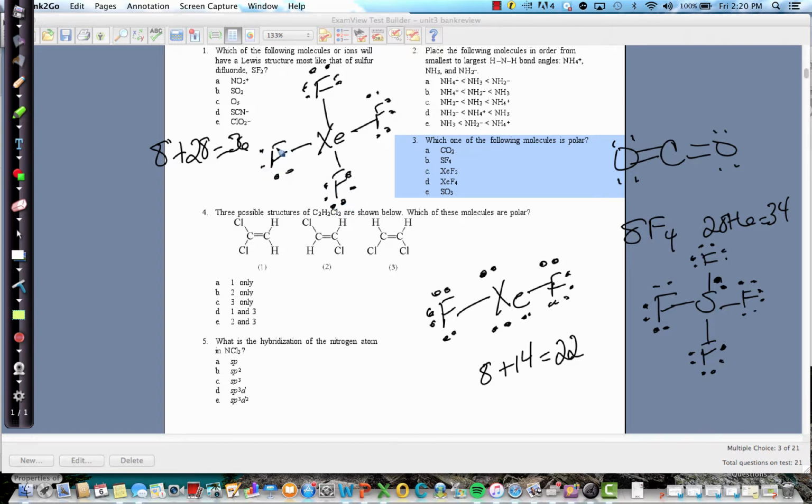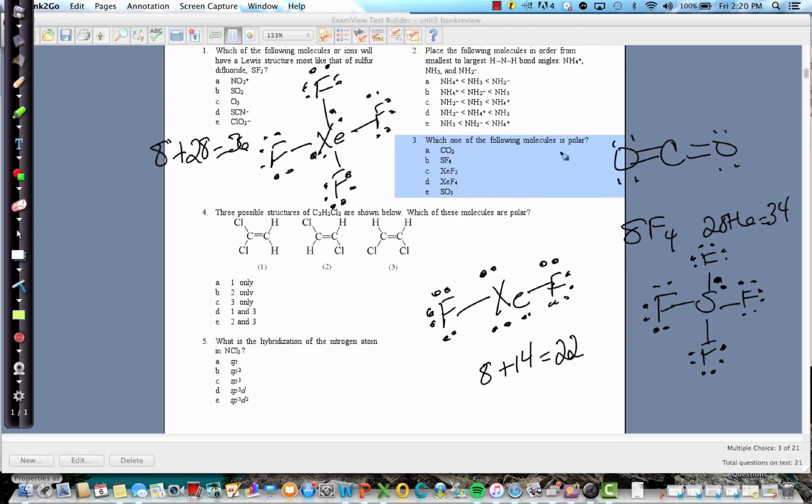So 2, 4, 6, 8. They're all satisfied, so that's 8 electrons around each fluorine. 8 times 4 would be 32. I still have 4 electrons, so anything left over goes on the central atom. So that's 2, 4, and then that would be all my 36. So I have 2 lone pairs on the xenon. It's another expanded octet. There just happens to be a lot of expanded octets in this.